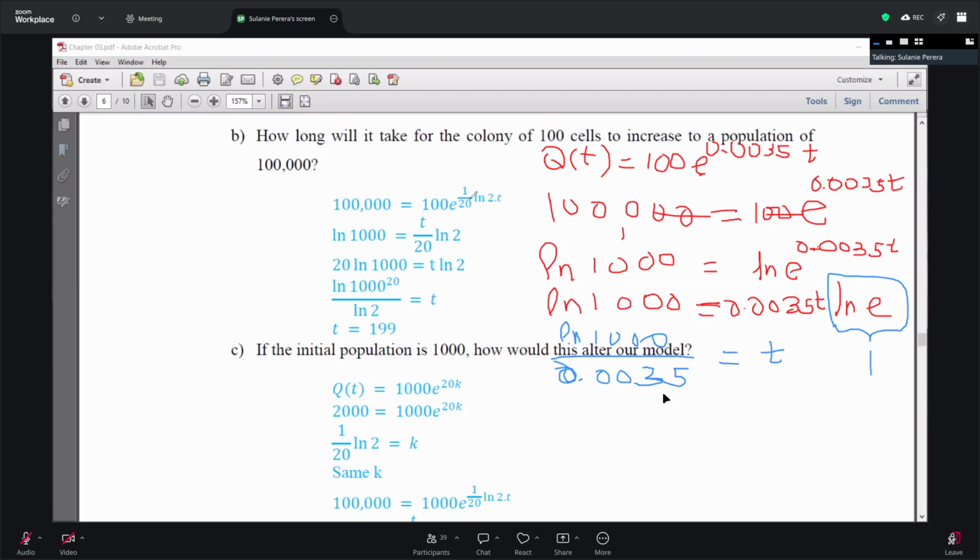So here instead of 0.0035, I have substituted 1 over 20. You can do it any way. So you get t equals 199. Okay, you all can copy this down.